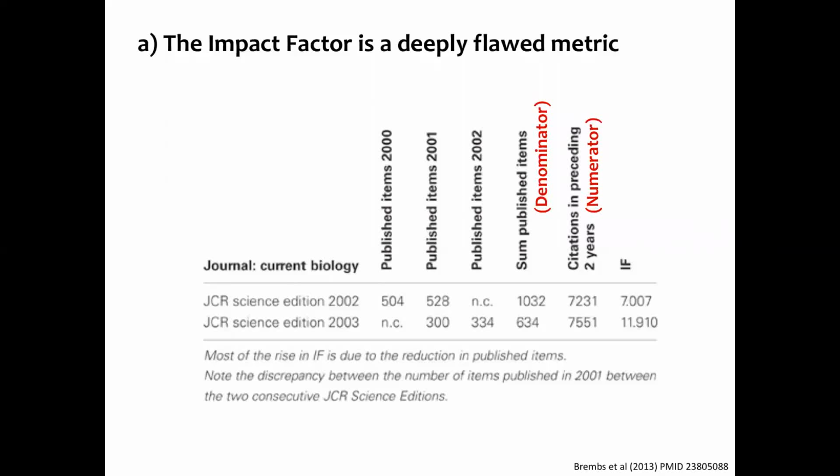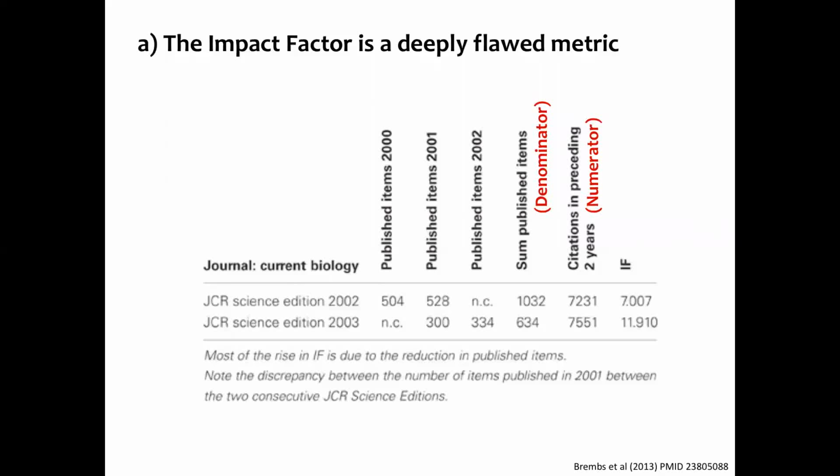Now, Current Biology's impact factor jumped by 5 points between these 2 years. But if you look at one number here, there's something that's particularly unusual, that in 1 year, the number of citable items was called 528. That very same year, for the next impact factor calculation, it was called 300. They published about the same number of articles, but the impact factor jumped 5 points because Elsevier bought this journal in this year.